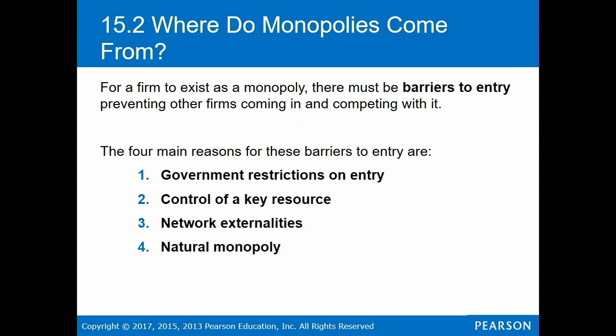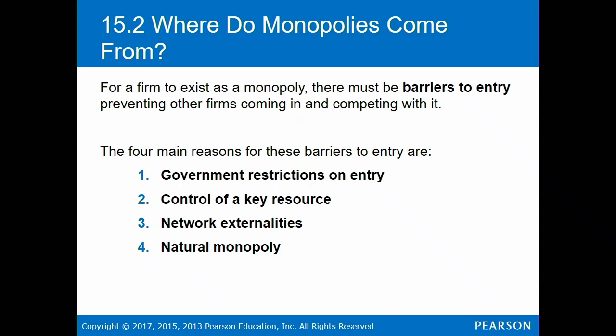If a firm is going to exist as a monopoly, there has to be some sort of barrier to entry, something preventing other firms from easily entering the market and competing against them. Remember, in a perfectly competitive market, there were no barriers to entry. In a monopoly, there's very high barriers to entry. So it's going to be very difficult for someone else to compete against them. There's 4 main reasons for these barriers. We'll talk about each of them in a little bit more detail.